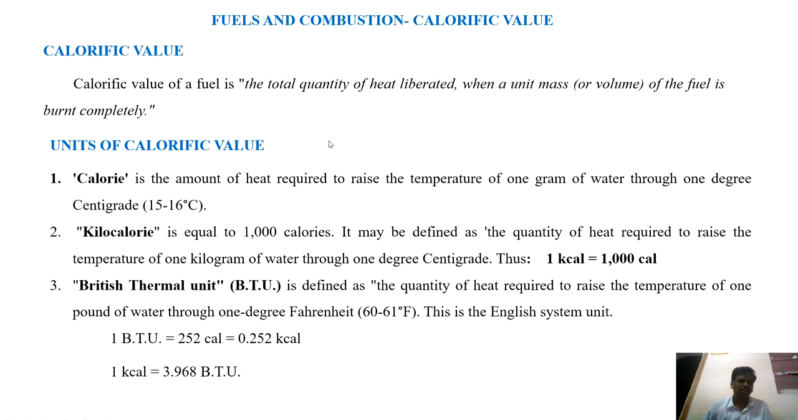The units: the heat required to raise the temperature of 1 gram of water through 1 degree centigrade is called a calorie. The amount of heat required to raise 1 kilogram of water by 1 degree centigrade is called a kilocalorie. That is, 1 kilocalorie is equal to 1000 calories. And as per the British thermal unit, the quantity of heat required to raise the temperature of 1 pound of water by 1 degree Fahrenheit is the English system unit.